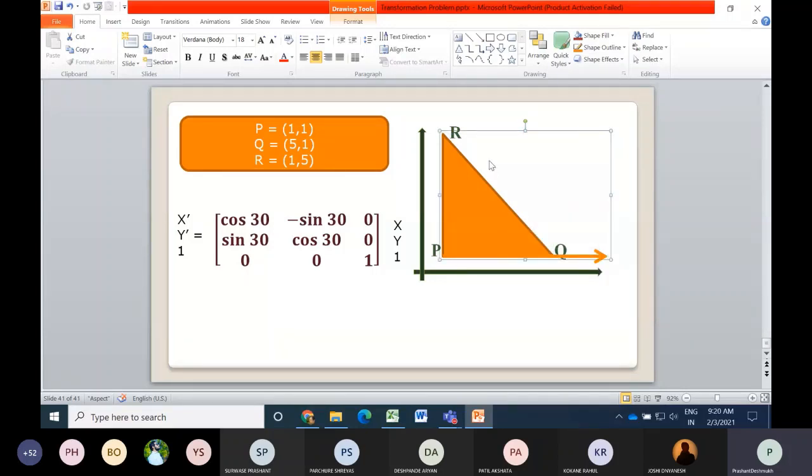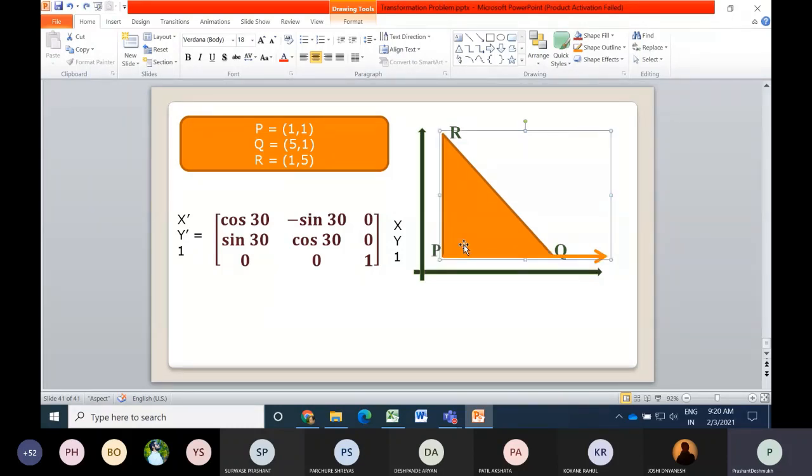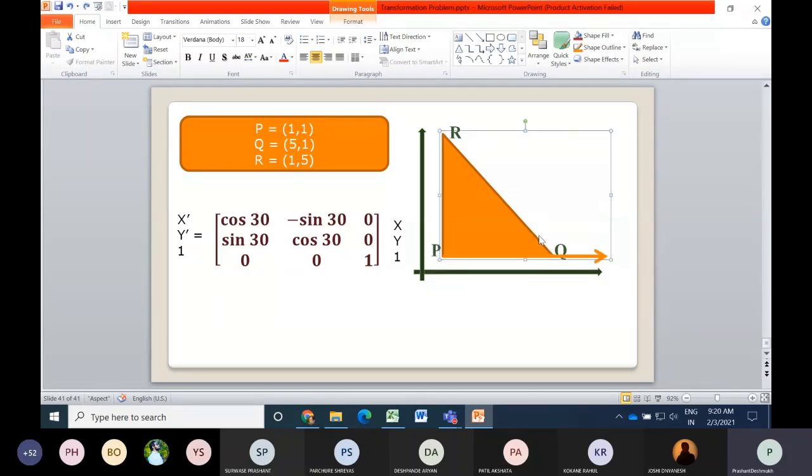Next is rotate. So how to carry out rotation in a stepwise manner for calculations? First, we have to translate P to the origin. So this is the first step. From this position, point P should move to origin. For this, we have to translate the triangle. Are you getting it?